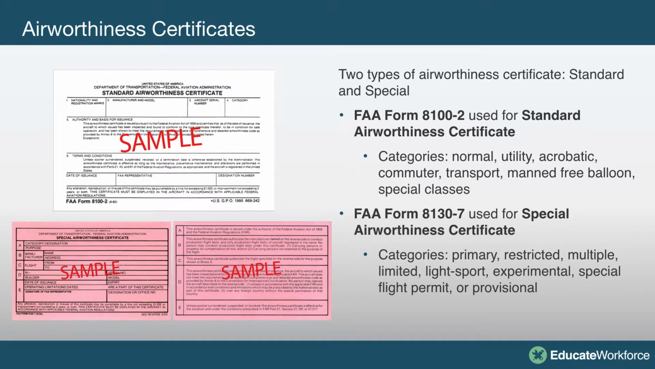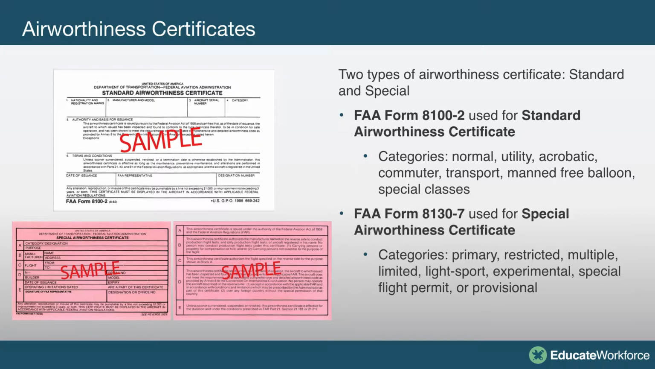Two types of airworthiness certificates are the standard and the special airworthiness certificate. The 8100-2 is used for the standard airworthiness certificate. These categories would be normal, utility, acrobatic, commuter, transport, manned free balloon, and special classes.